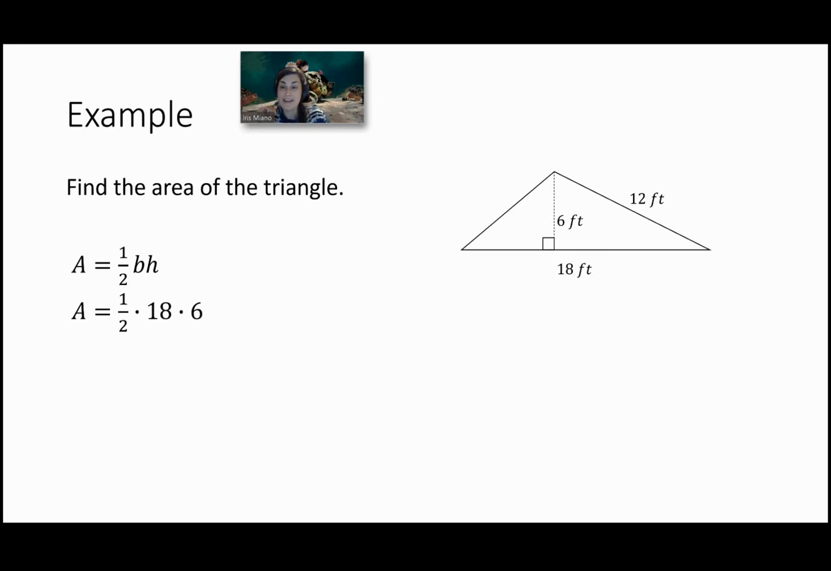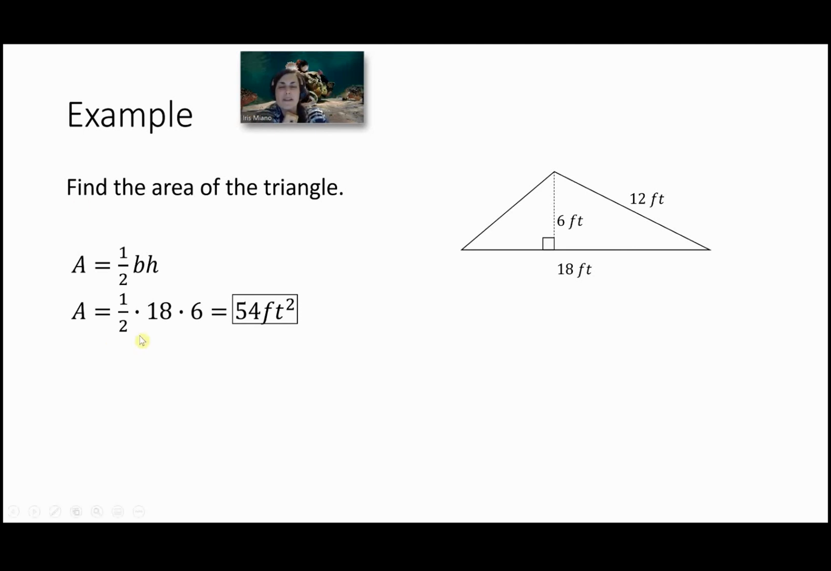You're not going to need it in the area calculation, because the base, like I said, is 18 feet. The height is 6 feet. Multiply them together, slap in a factor of 1/2, 54 feet squared, or square feet, however you like to read that. And that'll be your final answer there.